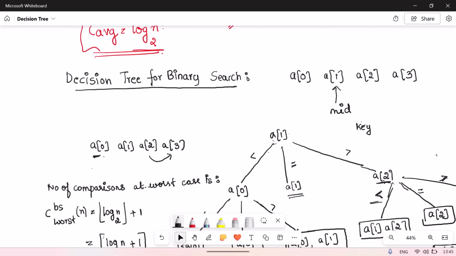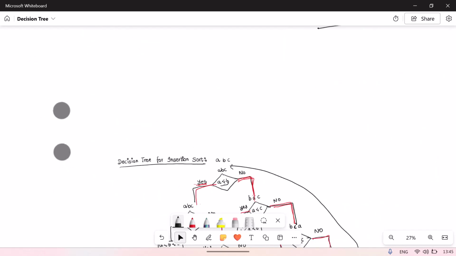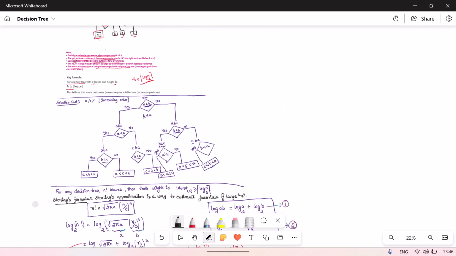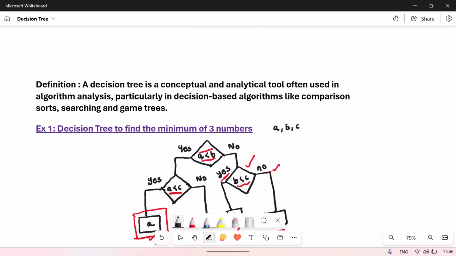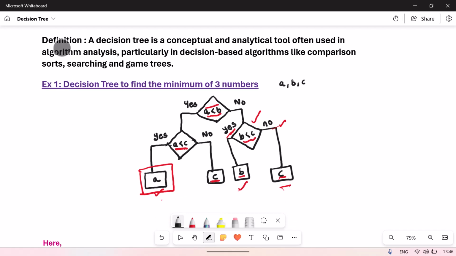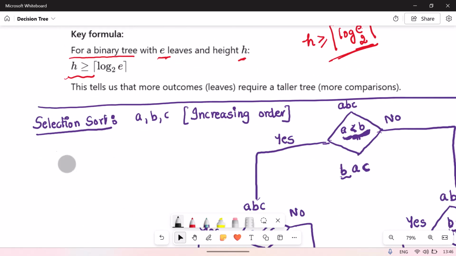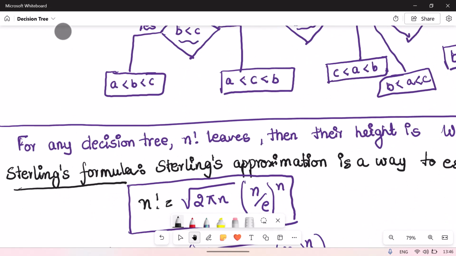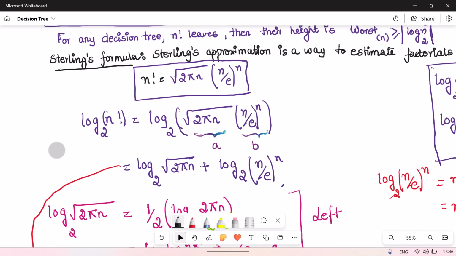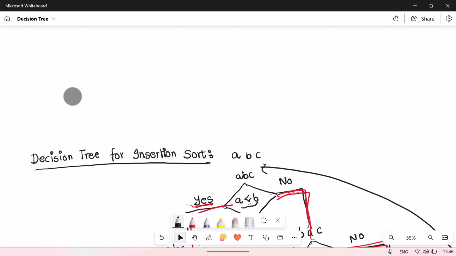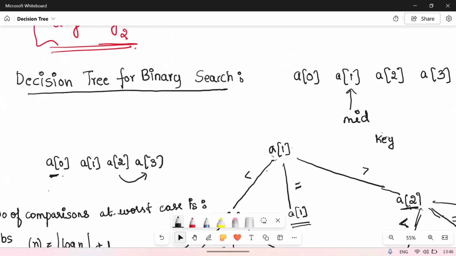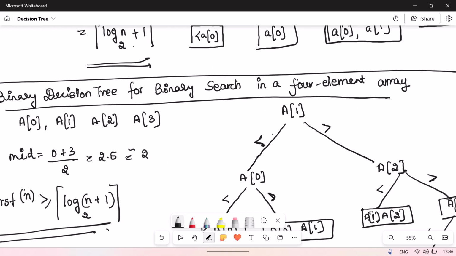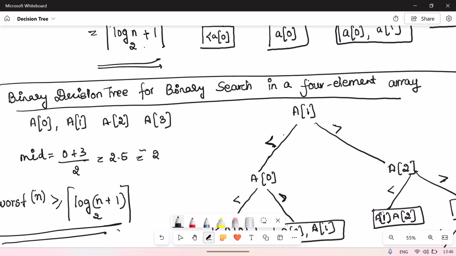So we have seen a lot of things in this particular video, so kindly try to remember all of them. We first looked at the definition of decision tree. Then we saw the decision tree for finding the minimum of 3 numbers. Then we saw selection sort decision tree, and also how to calculate its time complexity. Then we did the decision tree for insertion sort, followed by the decision tree for binary search, and the decision tree for binary search in a 4-element array with only 2 conditions, yes or no.